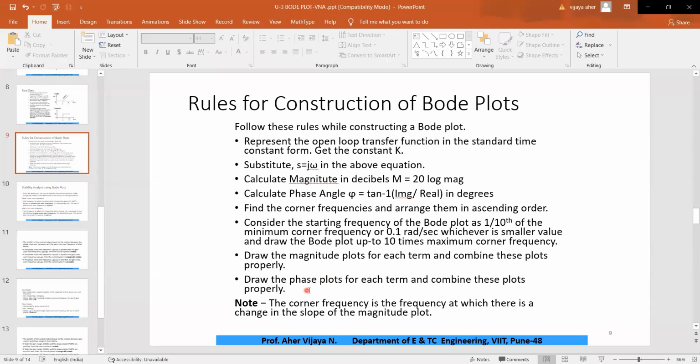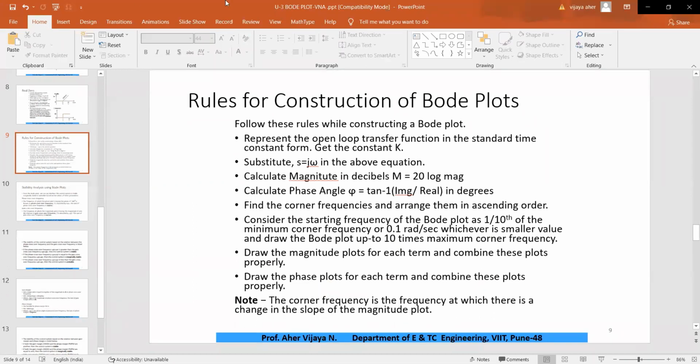Now draw the phase plots. Second plot कसा काढायचा? Draw the phase plots for each term. Each term means all the terms given in the open loop transfer function. Okay, so draw the phase plot for each term and combine these plots properly.